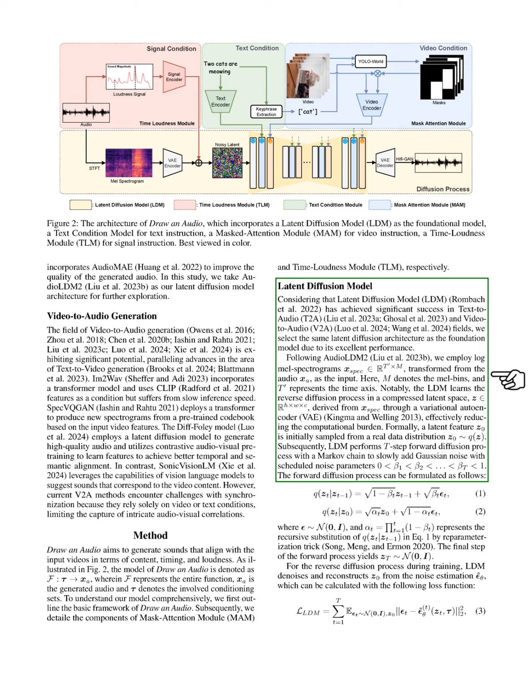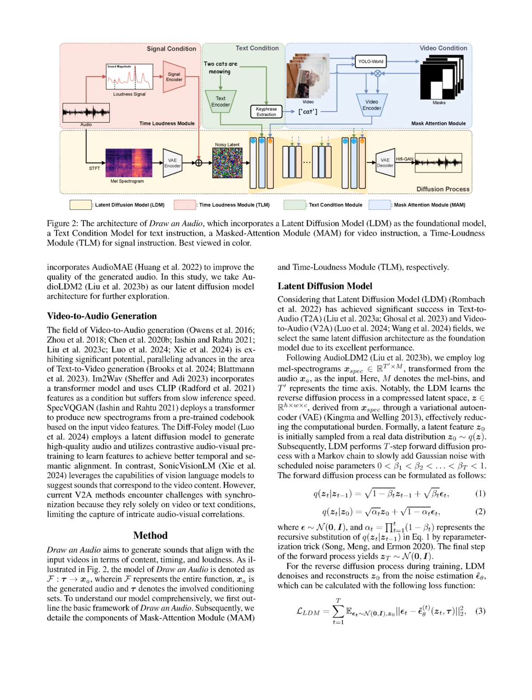Initially, we sample a latent feature from real data, then the LDM adds Gaussian noise in a series of steps. The forward diffusion process involves gradually introducing noise, and the final step results in a noise distribution. During training, the LDM denoises and reconstructs the original latent feature from noise estimates. For inference, we generate the initial audio latent by sampling from a noise distribution and using the conditioning sets. We provide multiple instructions in Draw-an-Audio, including text, video, and loudness signal conditions.